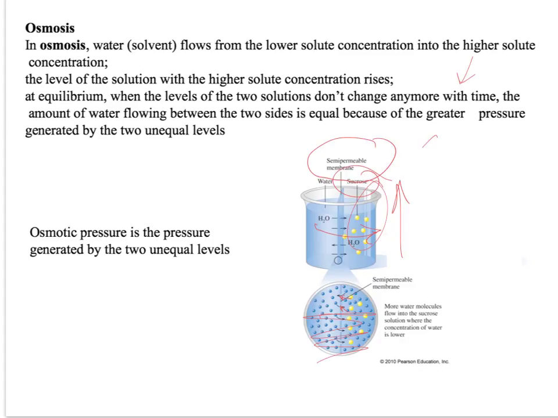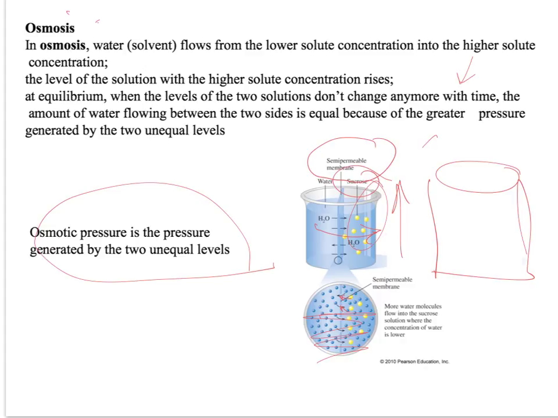The amount of water flowing between the two sides will be equal at equilibrium because of the greater pressure generated by two unequal levels. The osmotic pressure, talking about osmosis here, osmotic pressure is the pressure generated by two unequal levels. So what my drawing doesn't show, and I don't know if I can show it very well here either, because it's really hard on a two-dimensional surface, but I'll give kind of an extreme example. So here's my left-hand side pure water, and here is my water plus sucrose. Okay. And here now I think you can see the unequal levels right here.